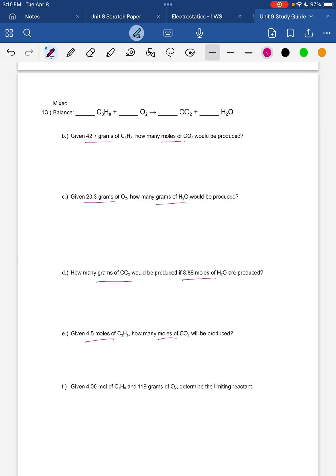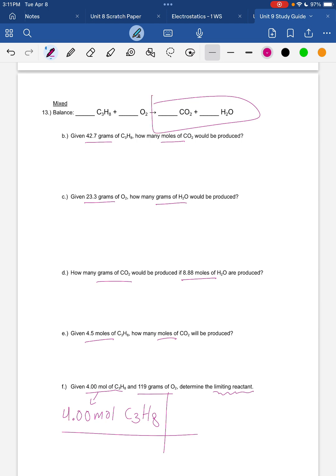And then the last one, again, you're trying to figure out that limiting reactant. So you have to set up 2 problems. The only thing I'll mention here is that one of them is in moles, one of them is in grams. For this one right here, where you have 4.00 moles of C3H8, you actually have to do less work, because all you're doing here is going from moles of this compound to moles of one of your products from your equation.